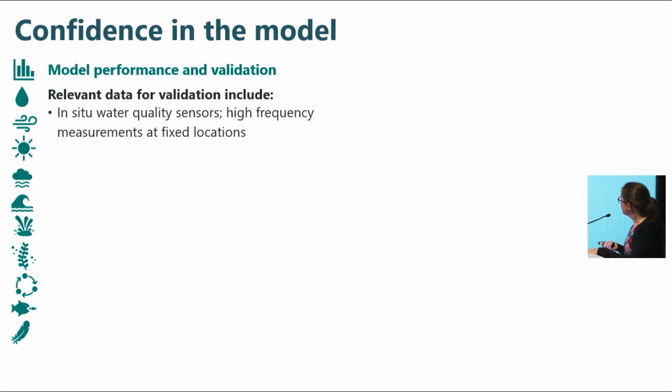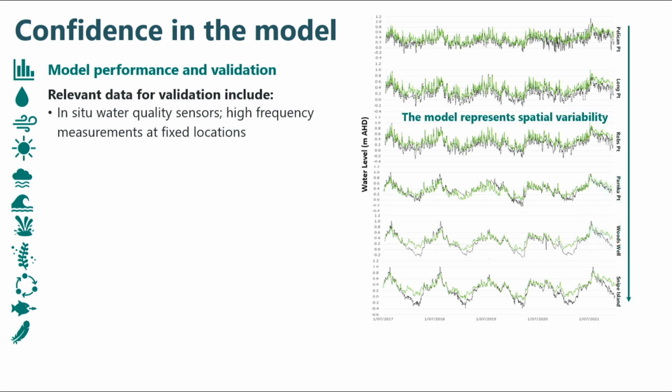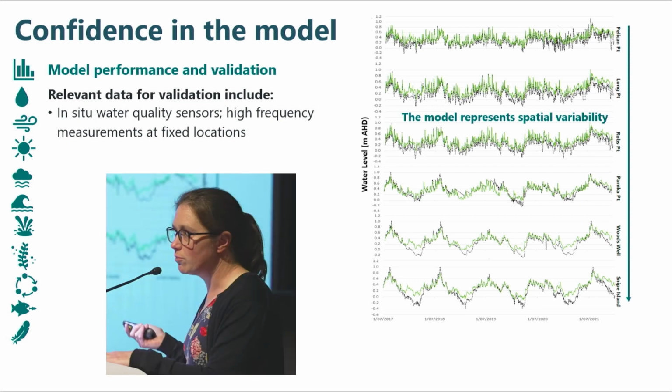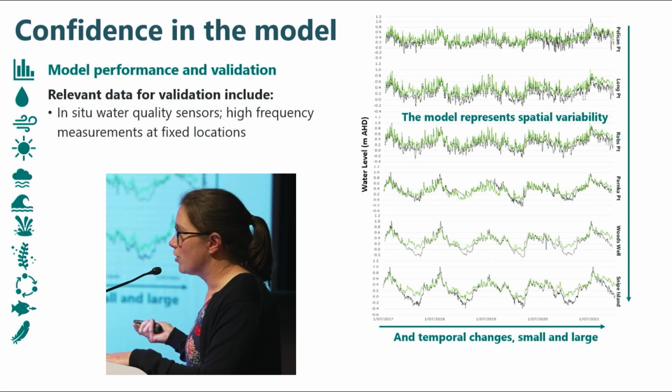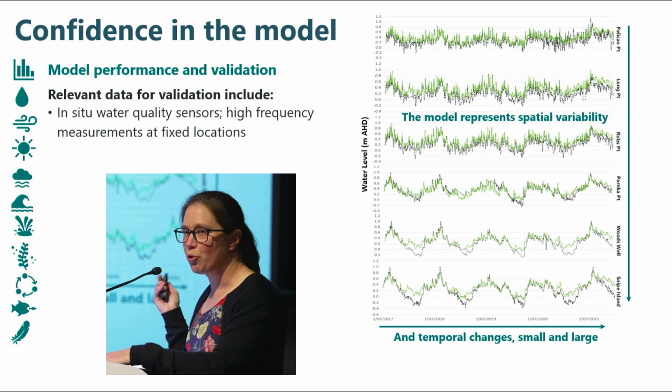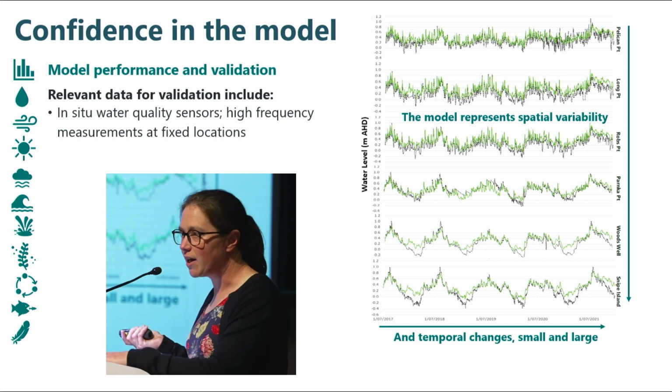So in terms of validation of the model, validation is taking a modelled output and comparing it against observations over that time period to assess how it performs. As I said, we've got those in situ water quality sensors. So you can see here, the model does a good job at representing the spatial variability along the length of the Coorong in terms of water level, and also the temporal changes, both small and large. So that seems very simple, but that's pretty critical. You want to make sure it can show you where the water moves before you try and add any other complexity in.